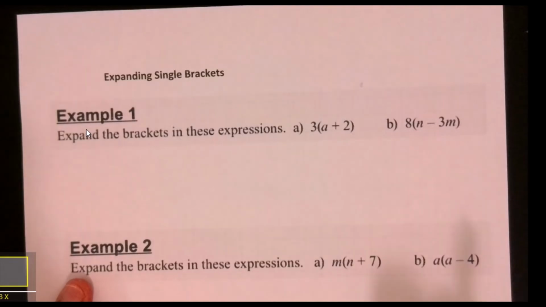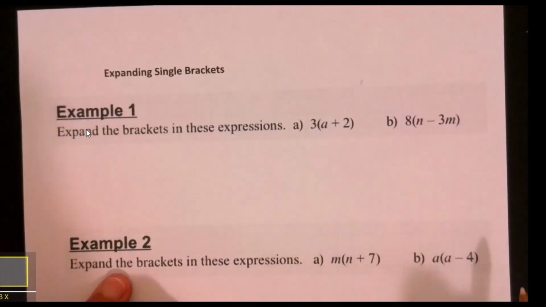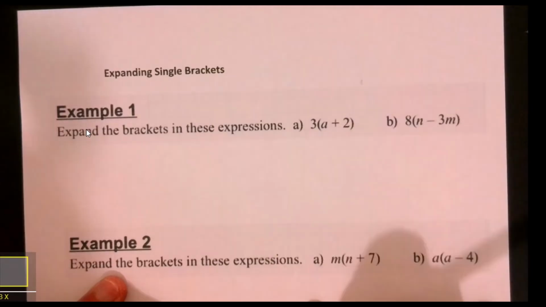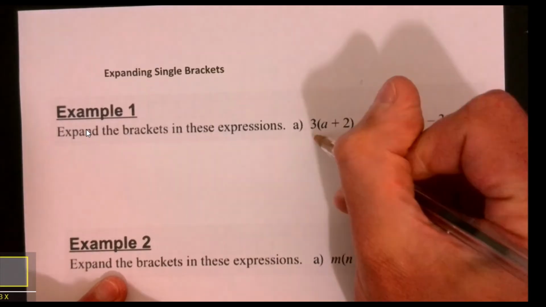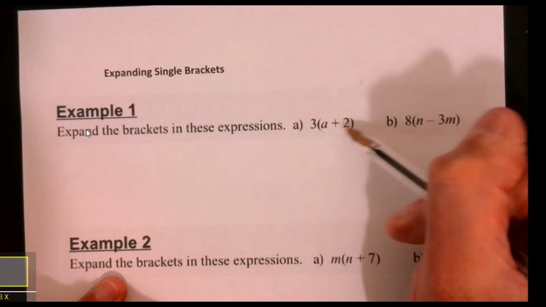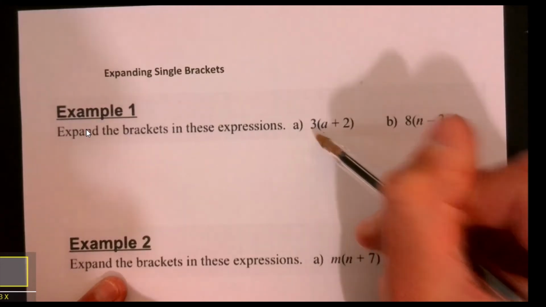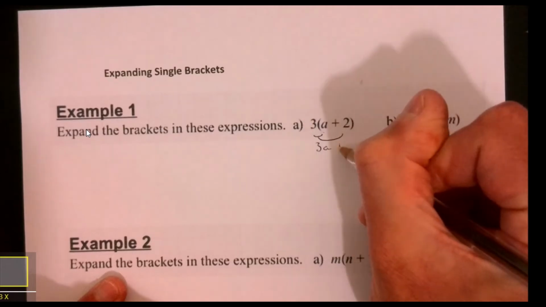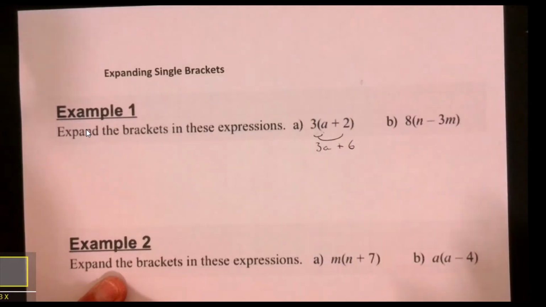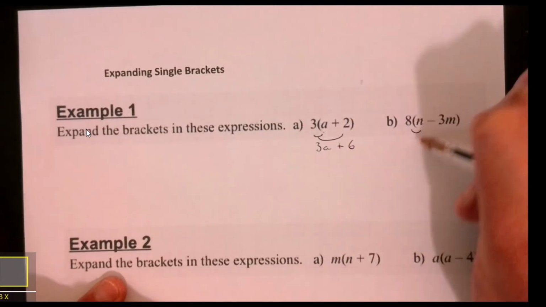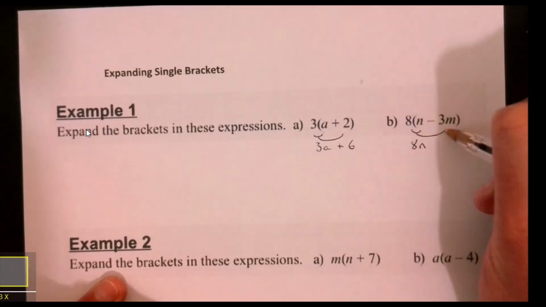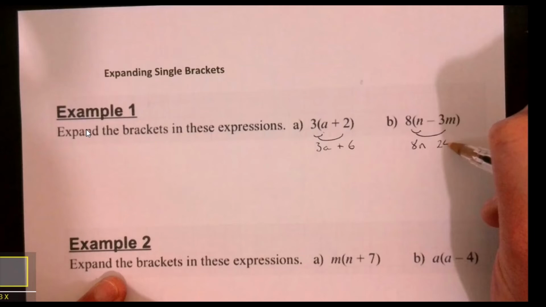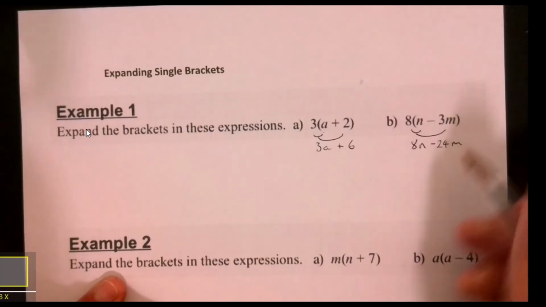So just got some quick examples here. Again, this is all in your PDF. Now when I do these, I like to work down, okay? You just watch. This means everything inside the bracket gets multiplied by the 3. So 3 times a, 3 times 2. Easy. 8 times n, 8 times 3m. Sounds complicated. 3 times 8. And there's a minus because there's a minus there.